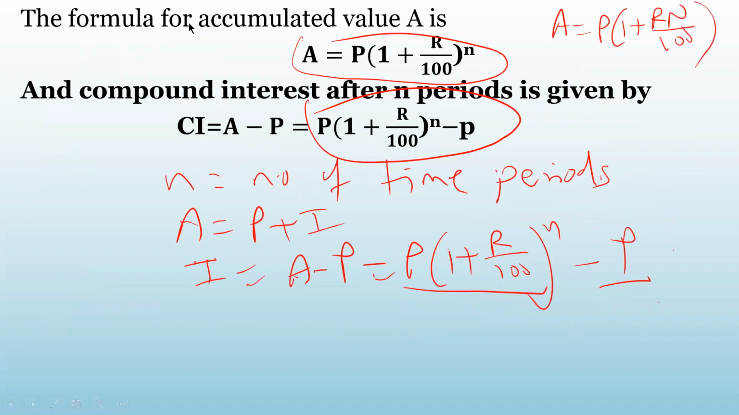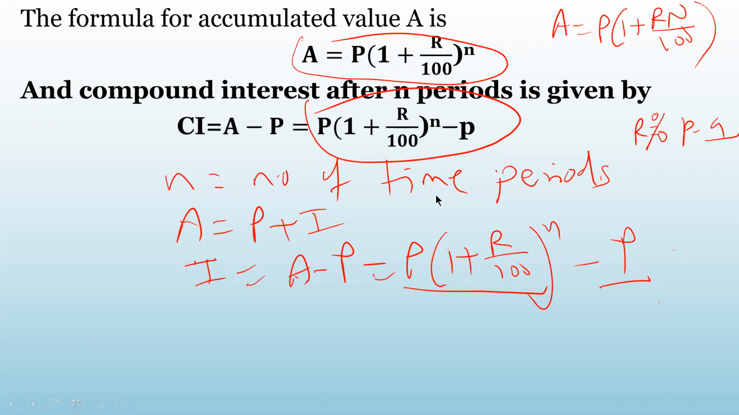So this is what I have written here. See here. The formula for accumulated value A, or the amount, is A equal to P into 1 plus R upon 100 raised to power n, where n is the number of time periods. If R% per annum is your rate of interest, annum is year, so the number n will also be years, the number of years.